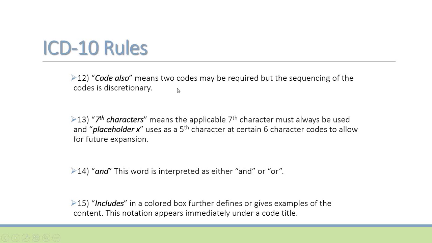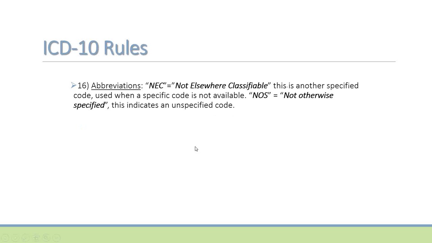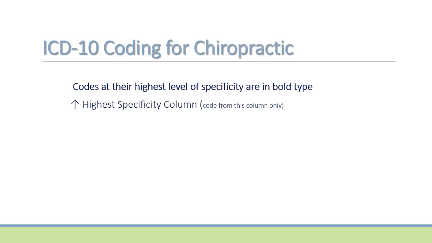Code also. It means we're going to need something more. If you're going to use this code, we're going to need something more. On traumatic injuries, there's going to be a seventh character. You have to have that seventh character. Or if there is a placeholder of an X, you have to use the X. And then there are various abbreviations, like not elsewhere classified. This is another specified code used when a specific code is not available. Not otherwise specified is another unspecified code. So we'll go over this in a little while here.